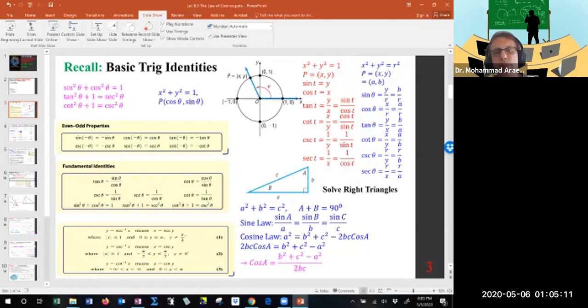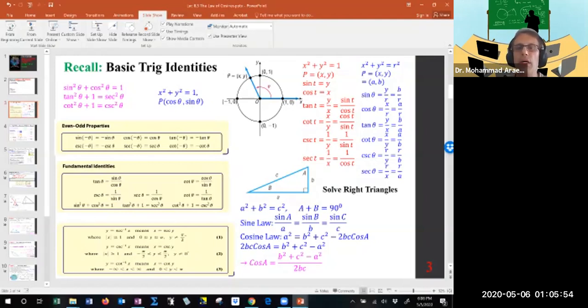The right triangle, simply put: if one angle is 90 degrees, the other two must add up to 90 also, because the sum of all interior angles is 180. And it follows the Pythagorean theorem, so a squared plus b squared equals c squared. We looked at the sine law, which says the ratio of the sine of an angle to its opposite side, for example sine A over a, is the same ratio as for any other angle: sine B over b or sine C over c.